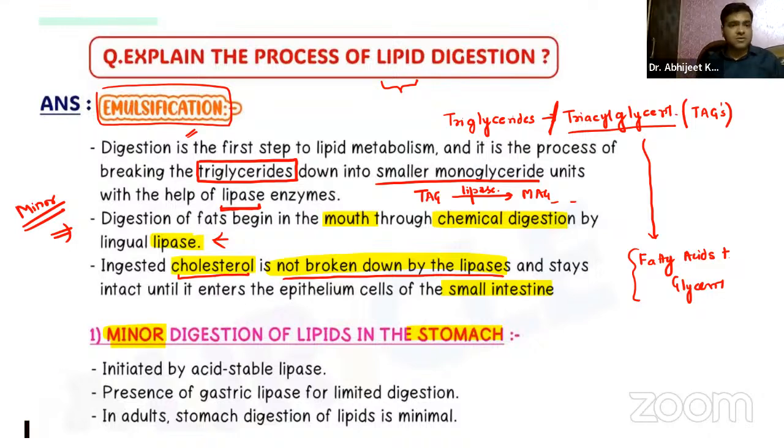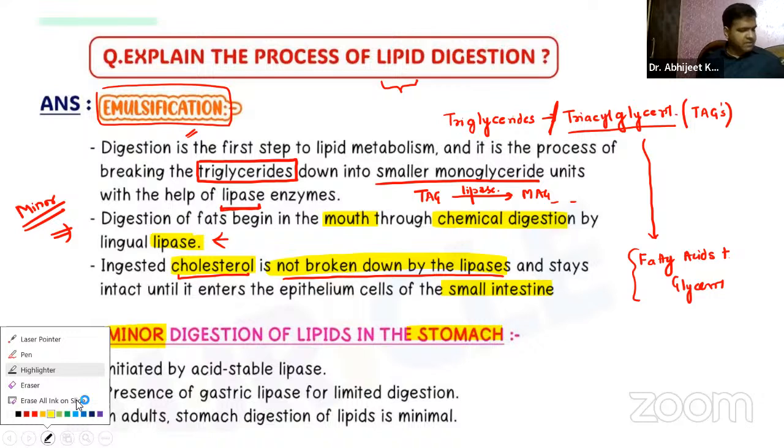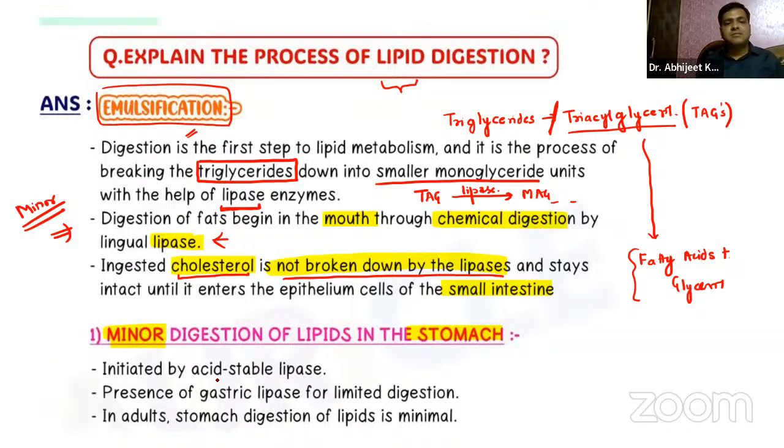So what is there over there? Over there, guys, it is acid stable lipase which is present, right? Now, you already know in the stomach we have an acid, known as hydrochloric acid. The digestion is initiated by the acid stable lipase over there, right? Now, there is the presence of gastric lipase for limited digestion.